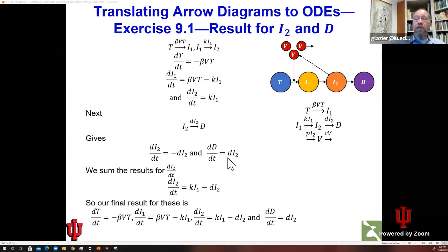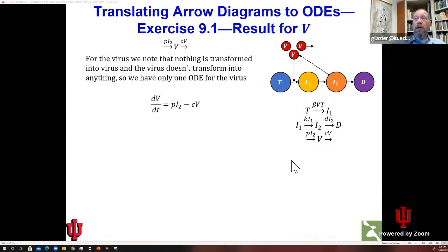dD/dt is equal to delta I2. There's only one arrow pointing to D. V is independent. And so when I do V, I have nothing goes to V at rate pI2. So that gives me a plus. And outside, going out, minus cV. So dV/dt is equal to pI2 minus cV.